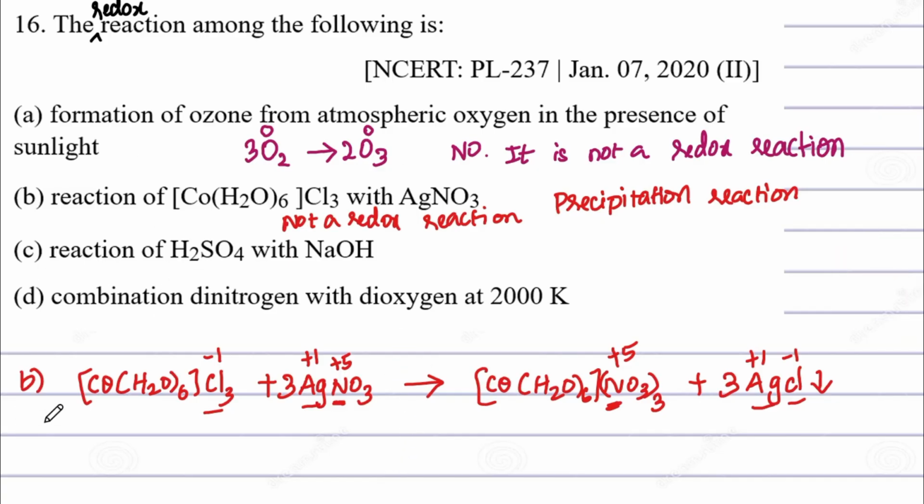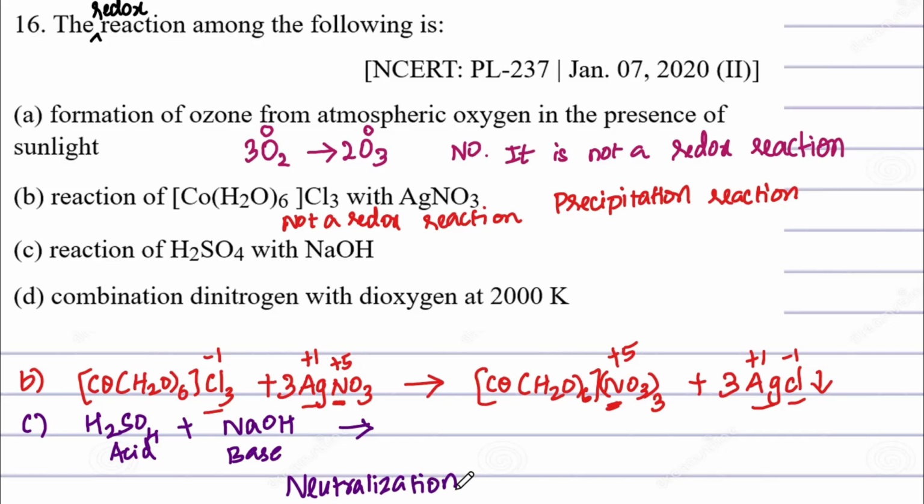Going to the third option, reaction of H2SO4 plus NaOH. So H2SO4 is an acid. NaOH is a base. Acid and base react, and that reaction is called a neutralization reaction. Neutralization reaction is not a redox reaction. So this is also not a redox reaction. Here you will get salt and water. So the salt you will get here is Na2SO4 plus H2O. So to balance this reaction, you have to write 2H2O on the product side. So this reaction is also not a redox reaction.